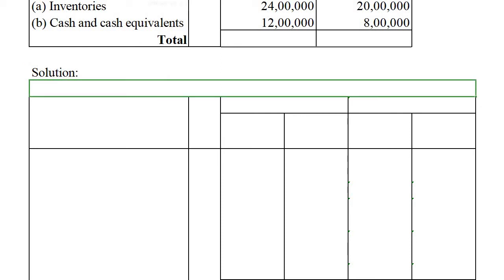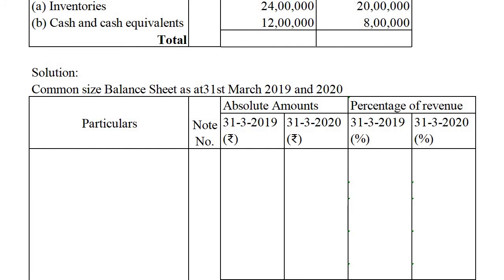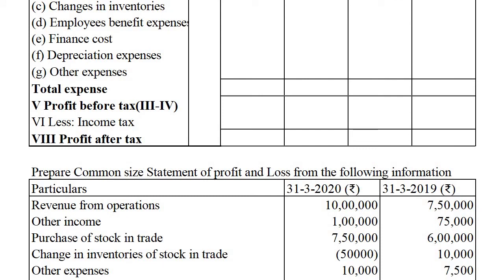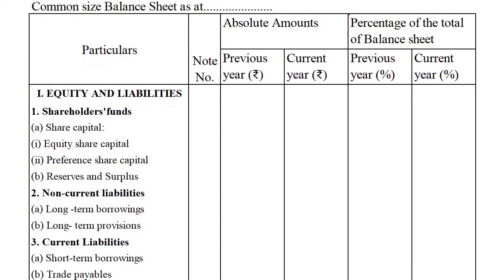Heading of common size balance sheet. Common size balance sheet as on 31st March 2019 and 2020. And the heading is here. Same heading we have told. Okay. So here, instead of amount, I have written rupee symbol, and instead of percentage, percentage symbol is written. You can also do like that, no issues.